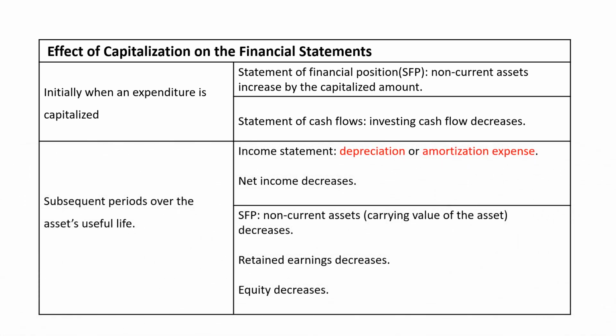In the subsequent period, over the asset's useful life, we have to depreciate. So, in the income statement, depreciation when it's a tangible asset, or if it is an intangible asset, amortization expenses should be calculated. As a result of this depreciation and amortization, the net income decreases. When it comes to the statement of financial position, the non-current asset value is decreased by the relevant depreciation or amortization expense.